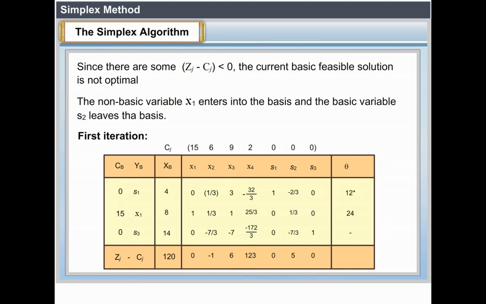Third row 0 for CB, S3 for YB, 14 for XB, 0 for X1, minus 7 by 3 for X2, minus 7 for X3, minus 172 by 3 for X4, 0 for S1, minus 7 by 3 for S2, 1 for S3. Then we have to write our Zj minus Cj row. 120 for XB, 0 for X1, minus 1 for X2, 6 for X3, 123 for X4, 0 for S1, 5 for S2, 0 for S3.